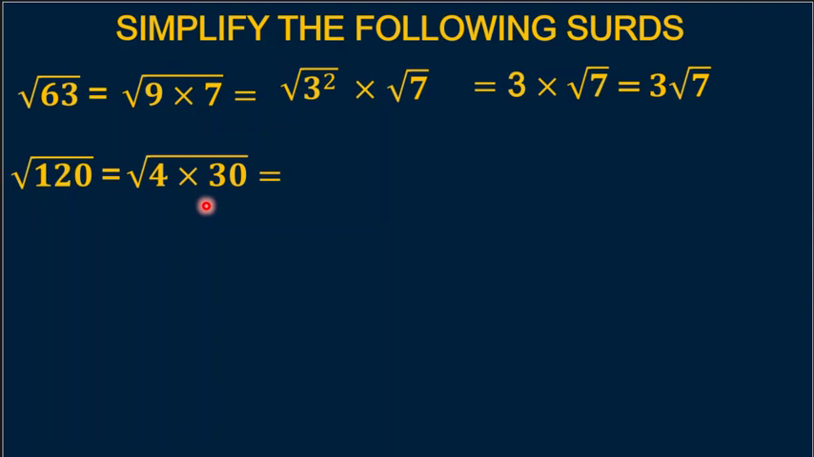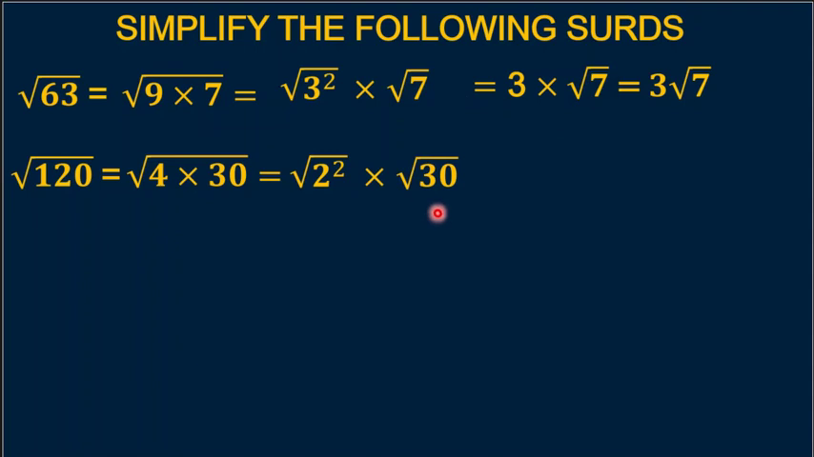Alright. Now 4 can be reduced or rewritten as 2 to the power 2 times 30. And so this is what we get. The 4 becomes 2 to the power 2, and then 30 becomes just root 30, because we cannot reduce root 30 to any simpler surd form. Alright, we cannot reduce this to any simpler surd form, so we maintain it.